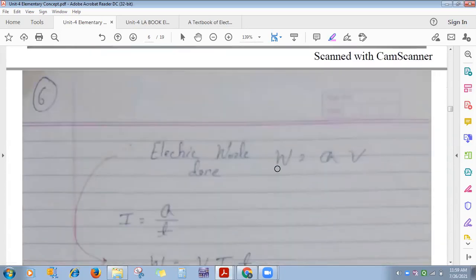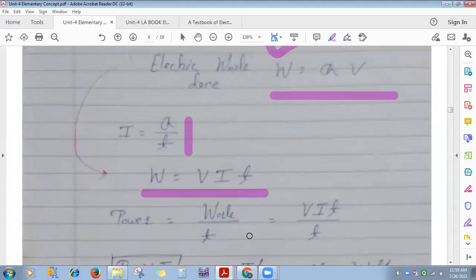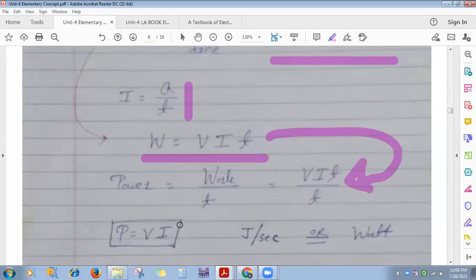That is the definition. The electric work done formula is Q into V. Q is charge, and I, the rate of change of charge, is the current. So if you put that here, electric work done will be V into I into T, and work done per unit time is the power. So work done is VIT divided by T, and you will get power V into I. This we have seen in DC circuits. In a DC circuit, the formula of power is V into I.